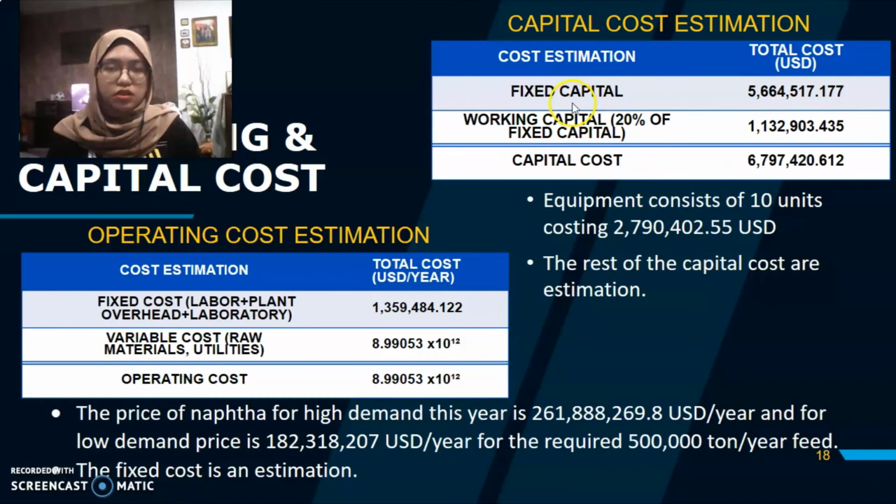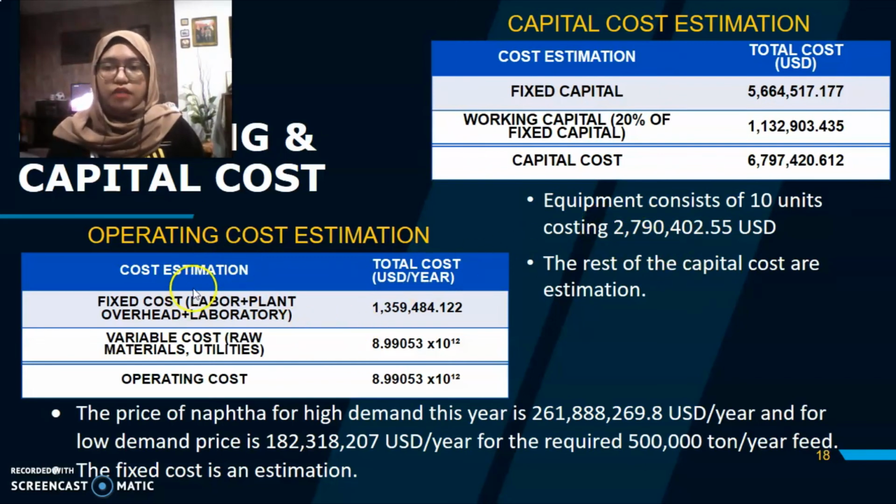Our fixed capital includes the equipment costing, which we have 10 units, costing around $2 million. Our equipment consists of 1 pump, 2 heaters, 1 furnace, 4 distillation columns, 1 quench tower, and 1 absorber. And the working capital is 20% of the fixed capital, so our capital cost is around $6 million. The rest of the capital costs are estimations except for the equipment cost.